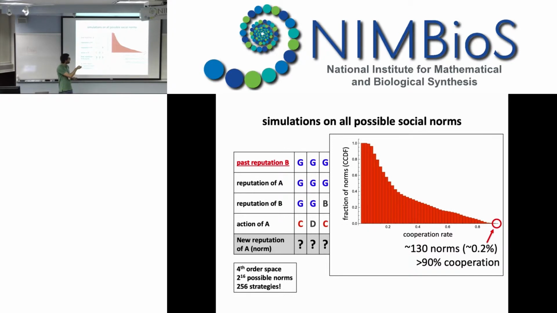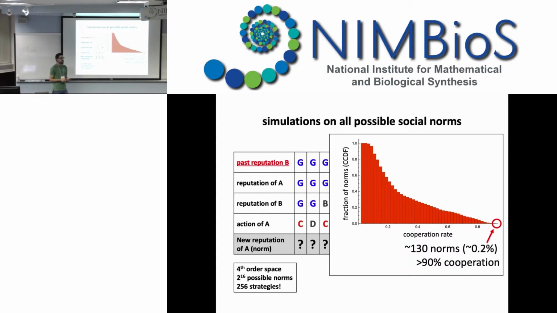Here we have the cooperation rate, and here we have the fraction of norms that promote more than a certain level of cooperation. So 100% of norms will promote more than zero cooperation, which makes sense. Then if we look for the norms that promote more than 60% cooperation, only like 20% of norms promote these. If we look at the norms that promote more than 90% cooperation, we'll only find 0.2% of these norms. Okay, so this is the first conclusion. Only a very small set of norms promotes very high levels of cooperation.